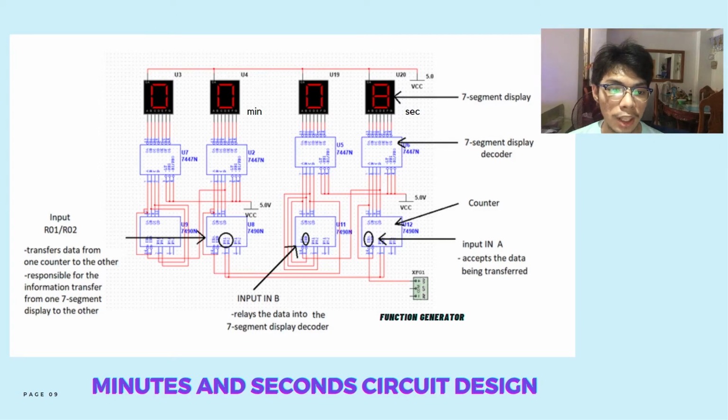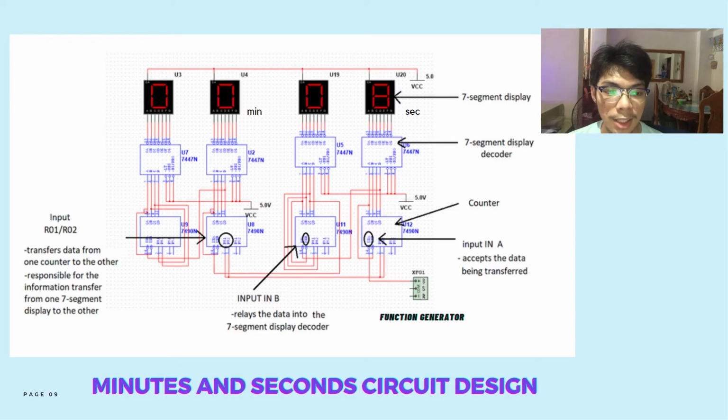The connection of input B to input A of the 7447N semiconductor sends signal information to the 7-segment display decoder, which will create a loop. Output Q of the 7490N semiconductor stores the information, which will then be delivered to the next input. Inputs R01 and R02 of the counter transfer the data from one counter to the other. It is also responsible for the information transfer from one 7-segment display to the other.